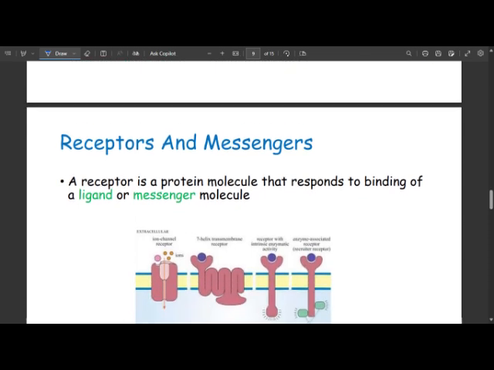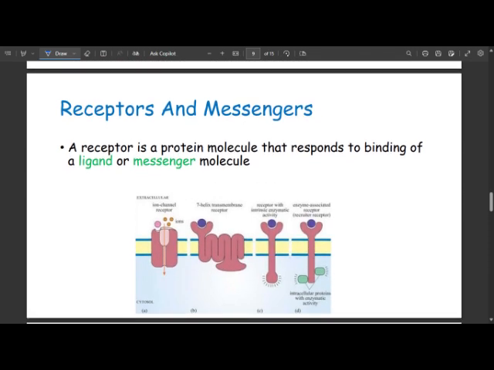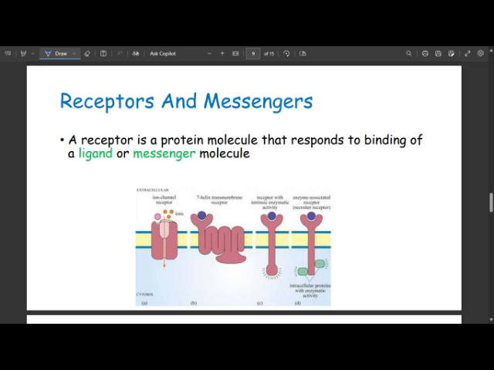Okay, so as these cells are communicating, we have these things we have to know of, which are known as receptors and messengers. A receptor is a protein molecule that responds to binding of a ligand or a messenger. So this receptor is a place where the molecule you're using for this communication, the messenger we're speaking about, or a ligand, is going to bind. And these are protein in nature and they are transmembrane.